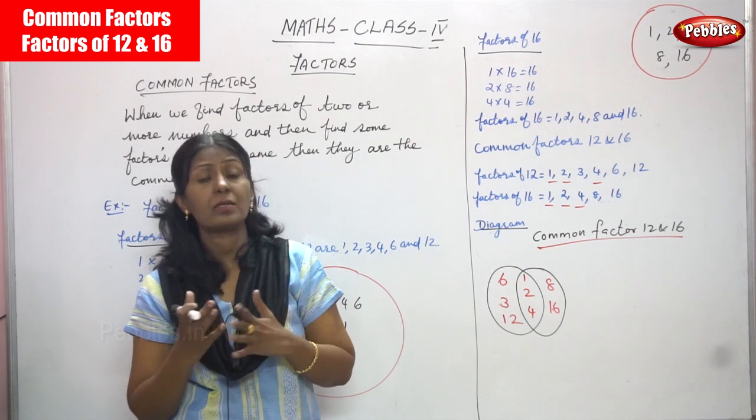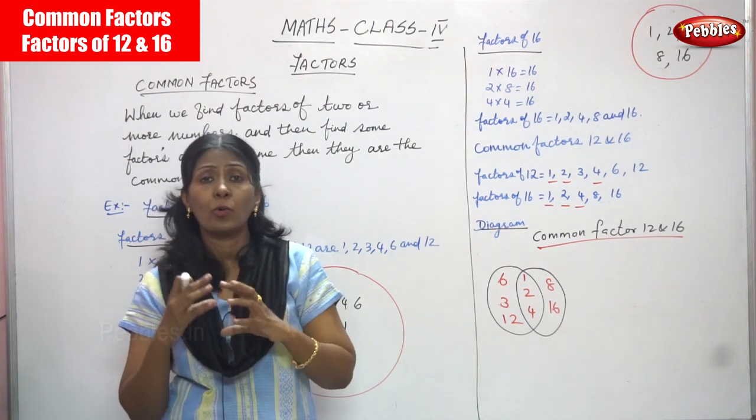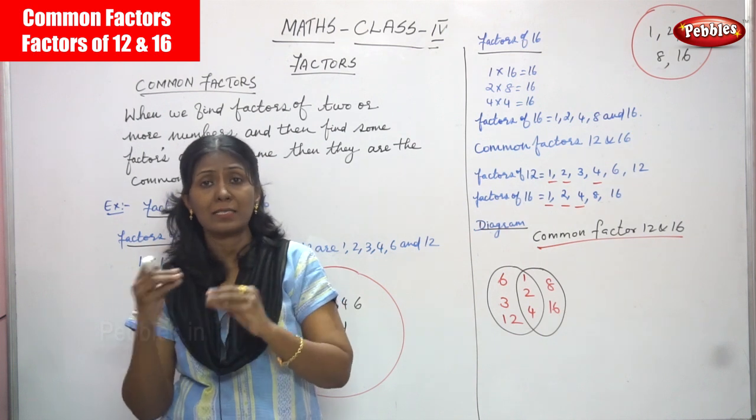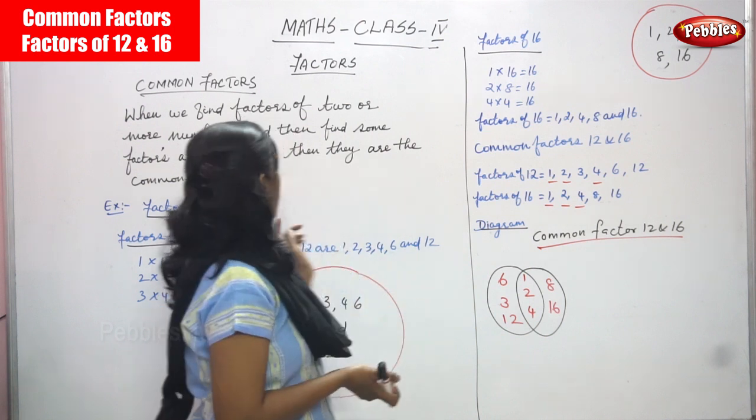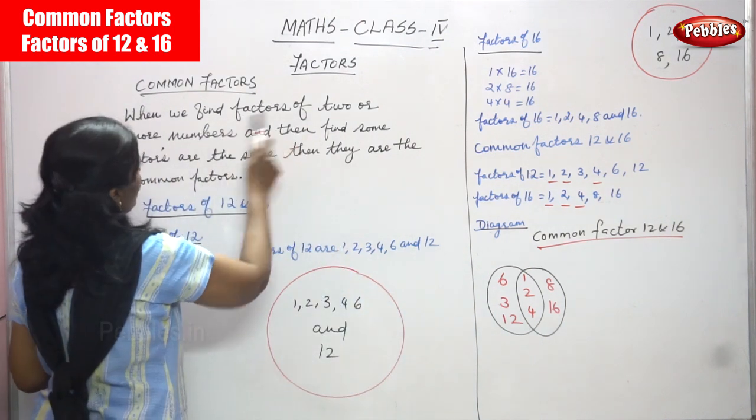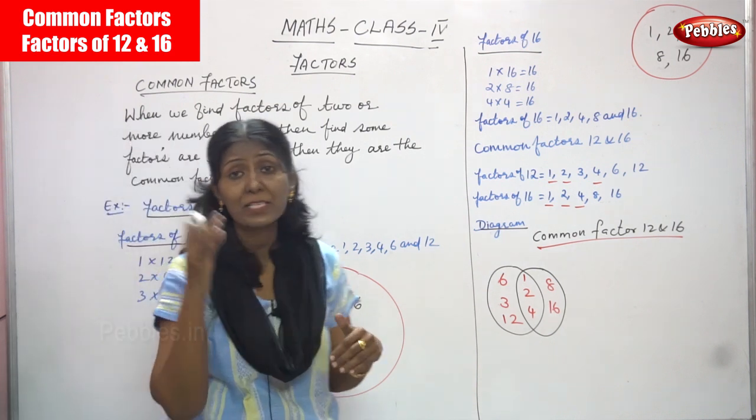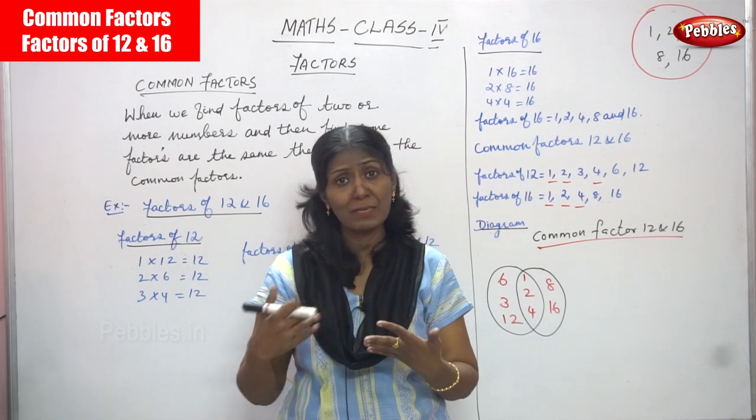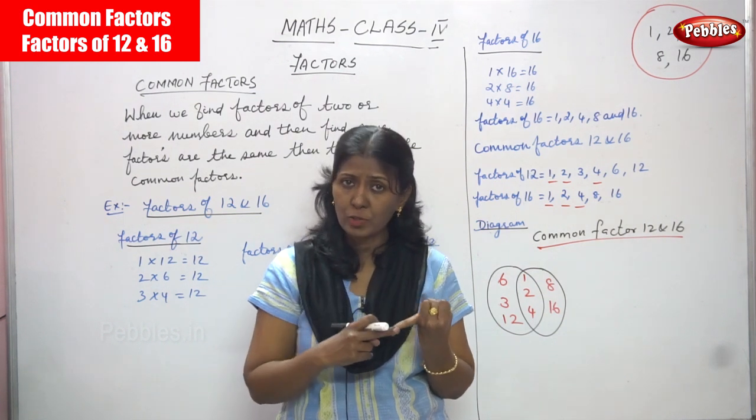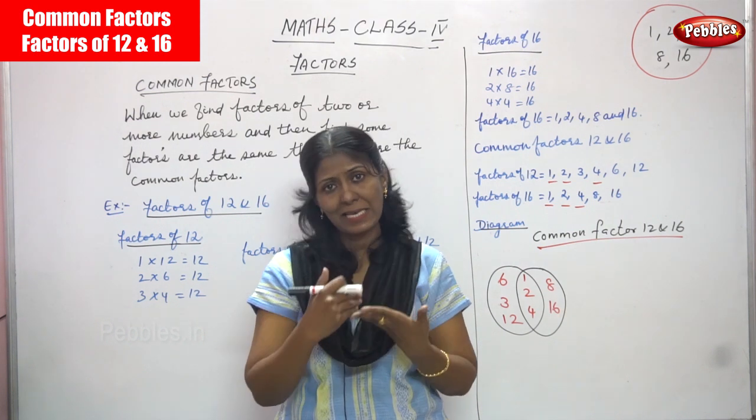I'll repeat once again. While you take the factors of two or more numbers, only some factors, not some numbers, some factors are the same. For example, take the three numbers 12, 16 and 18. You have to find the factors of 12, the factors of 16, and the factors of 18. This is the example I've given.